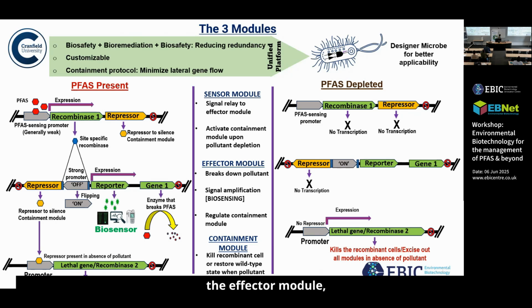The second module is the effector module, which contains a reporter gene that provides an opportunity for biosensing, and the gene that can break down PFAS into non-toxic compounds. This effector module is activated by the recombinase from the sensor module. Now we have a third module, the containment module, which is important for the biosafety aspect. This module remains silent until PFAS is present in the system.